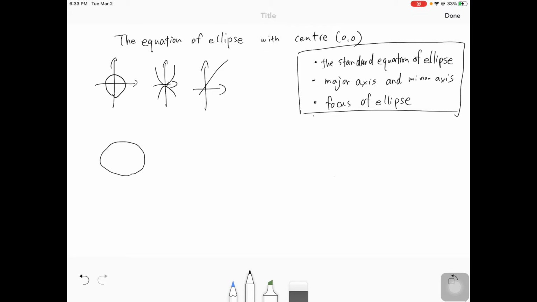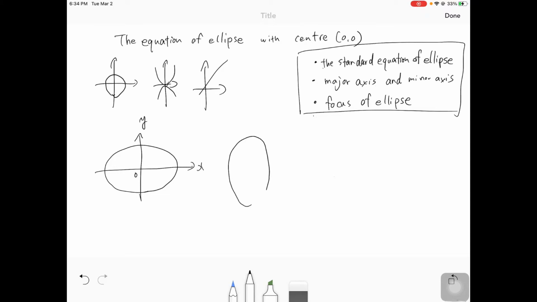Ellipse looks like this, or looks like that. Let me make it bigger. It's too small. Looks like this. Oh, it looks so ugly. Like this. Y, X, 0. Or looks like this. It looks a bit ugly, but these are ellipses. It looks like a rugby ball. Okay.